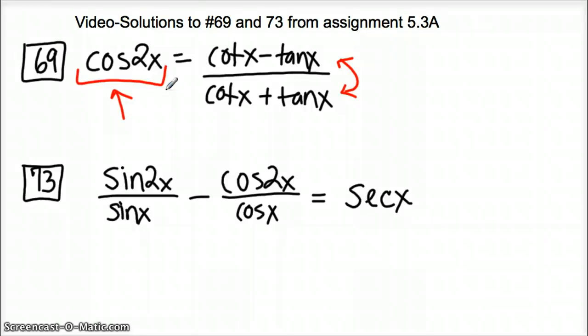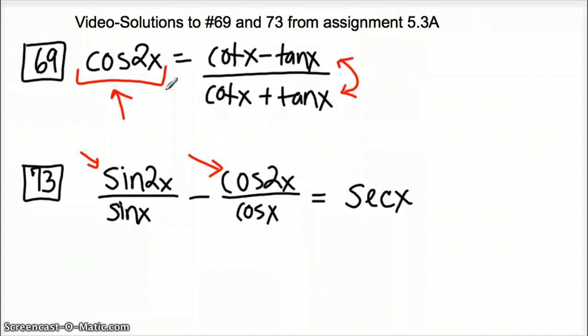Same thing with 73. Changing these out of their double angle formulas, leaving the denominators alone, change out the top, and simplify up the left-hand side. The left-hand side is pretty complicated and the right-hand side is very simple, so make sure you clean up the left and it will eventually turn into secant.